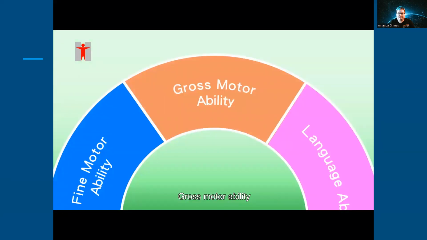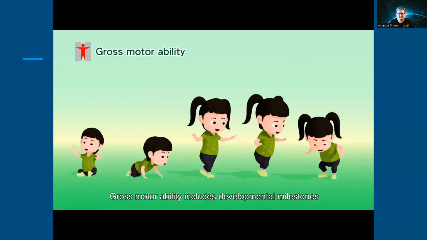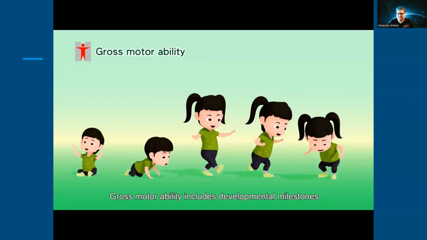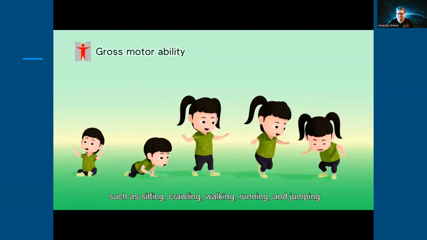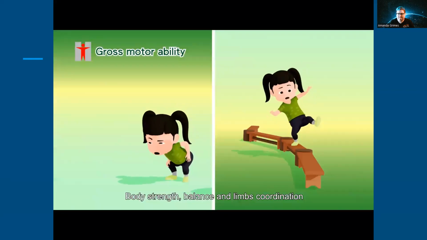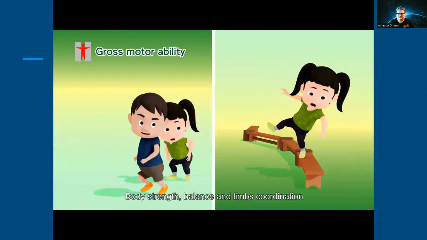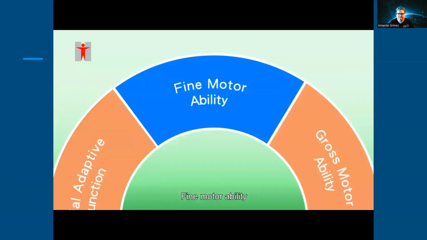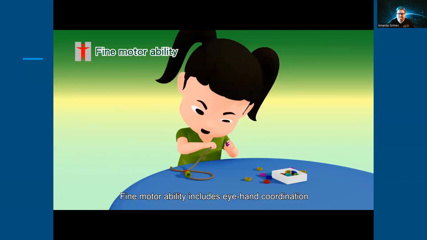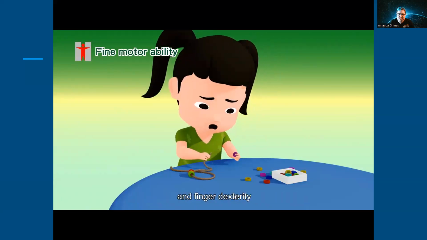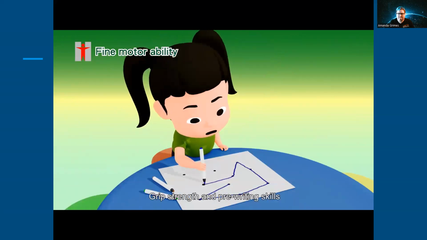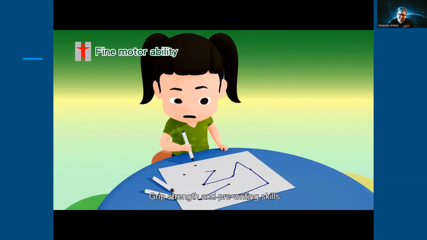Gross motor ability. Gross motor ability includes developmental milestones such as sitting, crawling, walking, running, and jumping. Body strength, balance, and limbs coordination. Fine motor ability. Fine motor ability includes eye-hand coordination and finger dexterity, grip strength, and pre-writing skills.